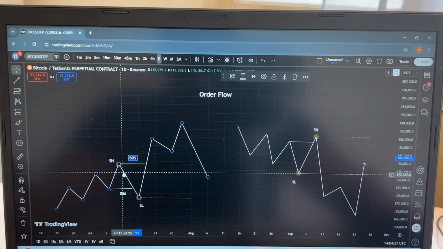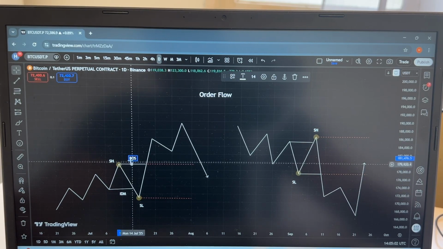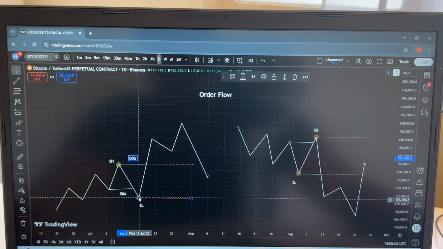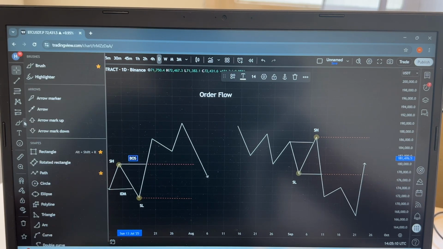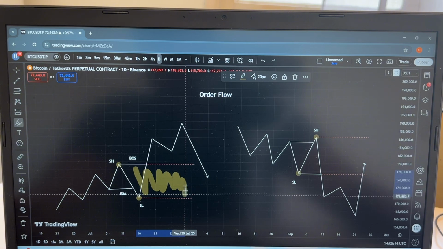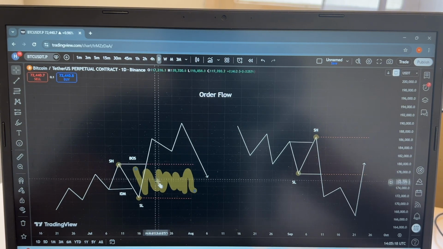By now you should know how to identify the swing high and the swing low in an uptrend. So I have already marked these down. The area between the swing high and the swing low is what we call order flow. Okay, so this is the area we call order flow. This area is extremely powerful.